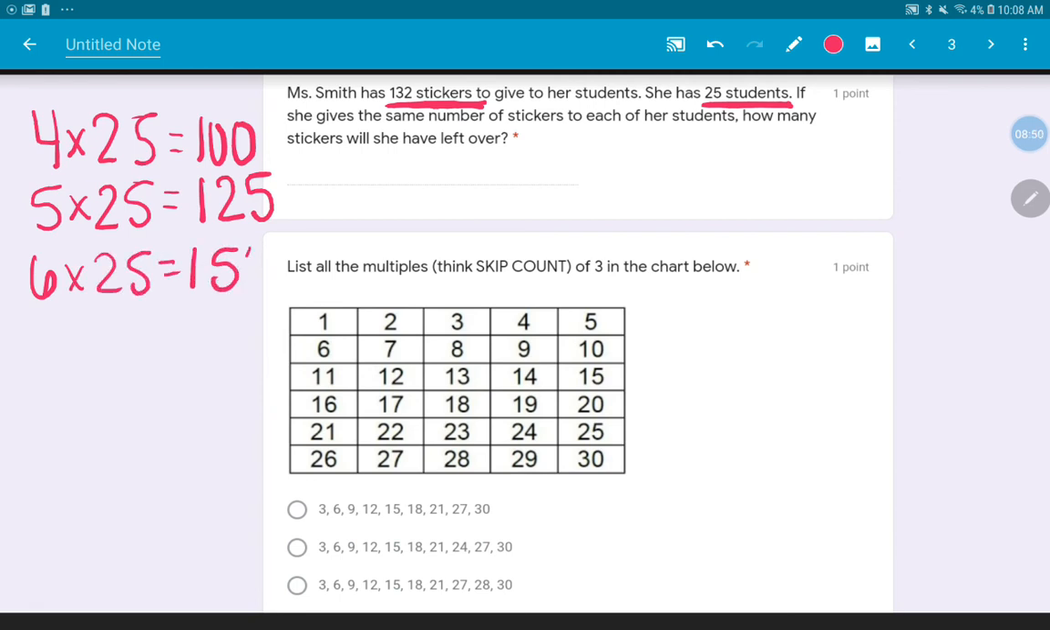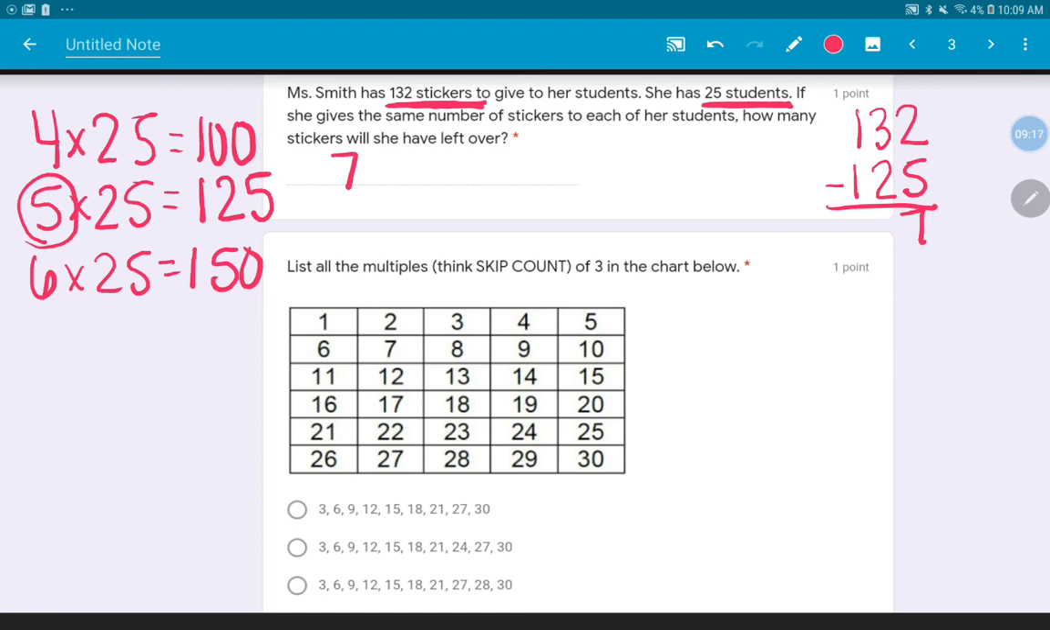So I know that each student can have how many stickers? 5. But does that answer my question? No. It wants to know how many are left over. If I have 132 and I use 125 of those, how many are left over? 7. There's 7 left over.